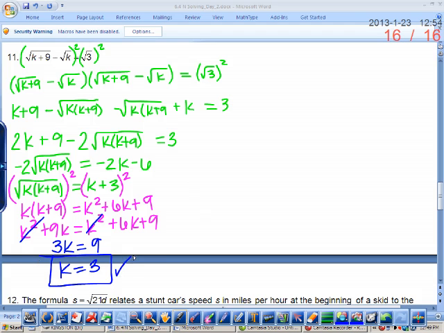Question, yes. Would it have been easier if you had changed the negative root k, like added root k on both sides? That's totally an option, yes. And yeah, that might have been a lot easier.